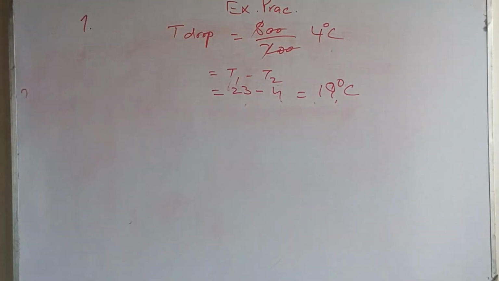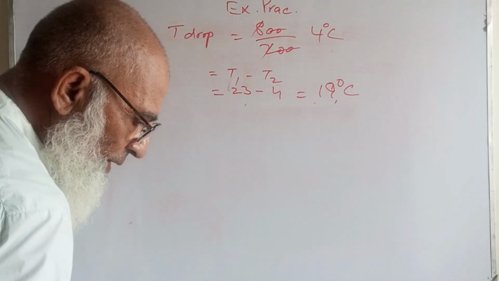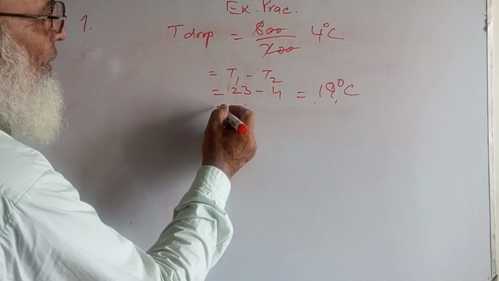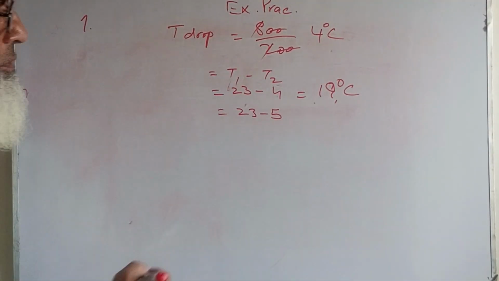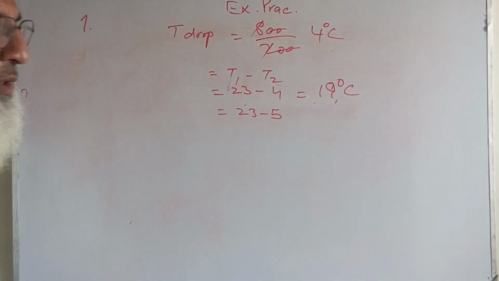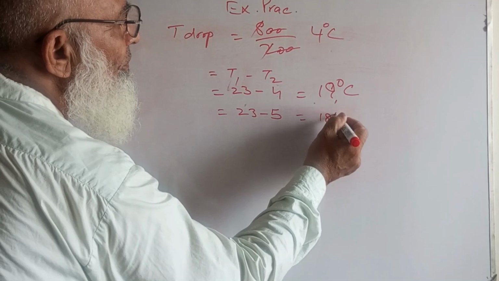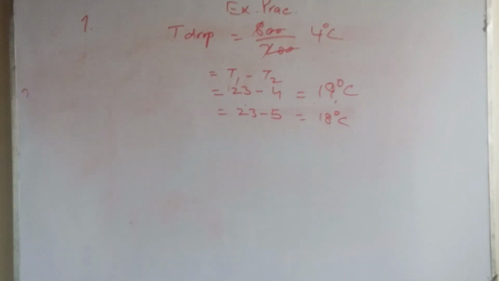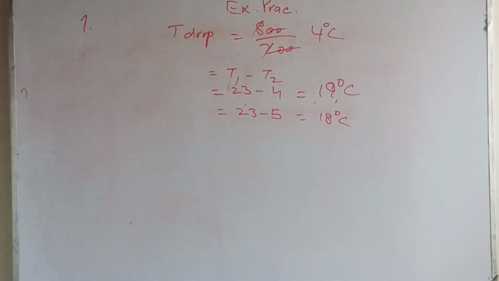Now it is very obvious. You have already calculated 4 degrees. Now if the temperature drop is 5 degrees centigrade, if it was 23 minus 5, so the temperature will become 18 degrees centigrade.